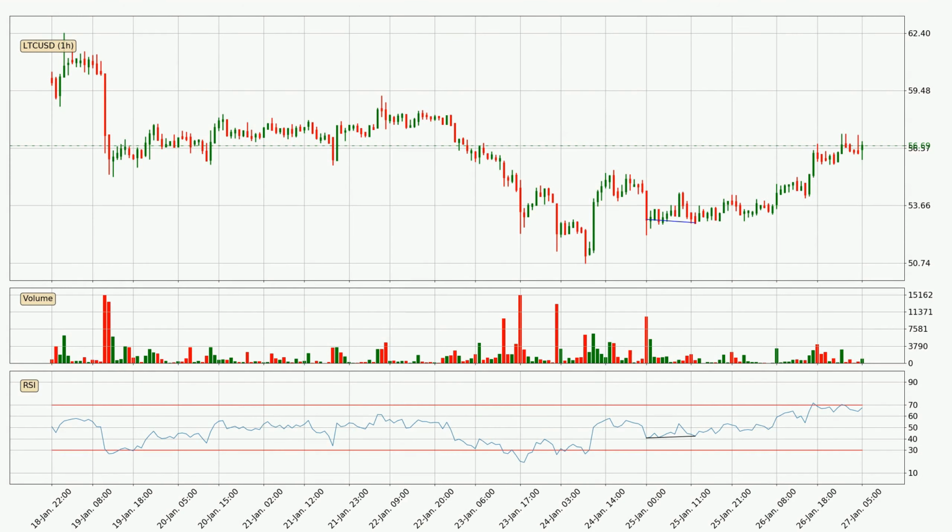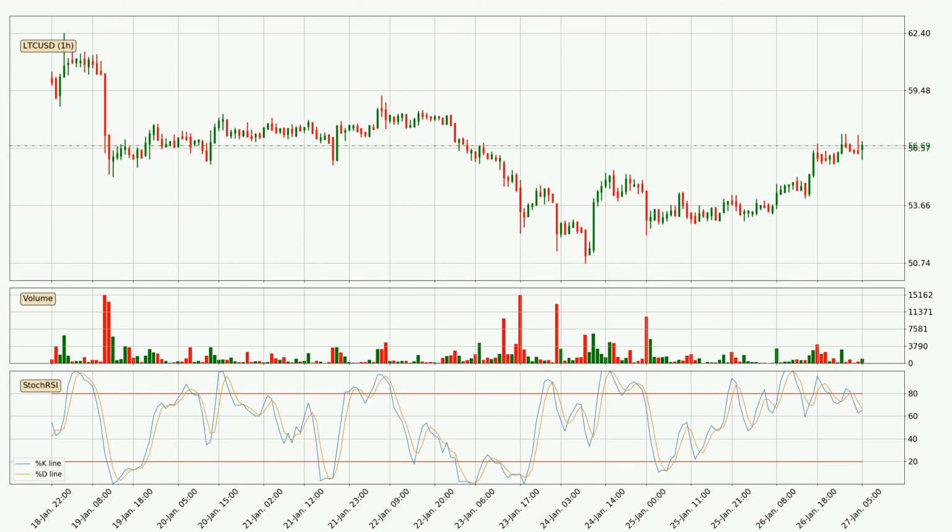On the lookout for divergences in the hourly time frame, there was a bullish divergence and the price already went up. Moving to the hourly stochastic RSI, there are no signs of the stochastic RSI being oversold or overbought at this time, but the %K line is below the %D line, which means the current trend is on the downside.